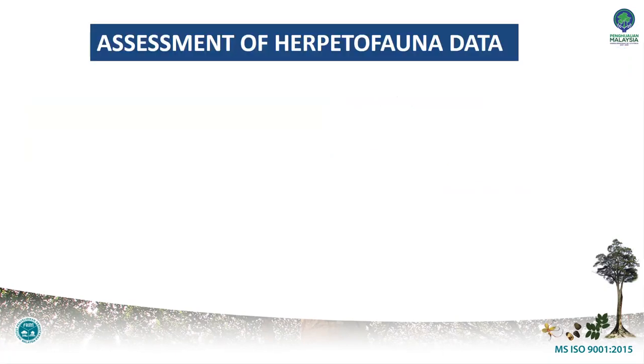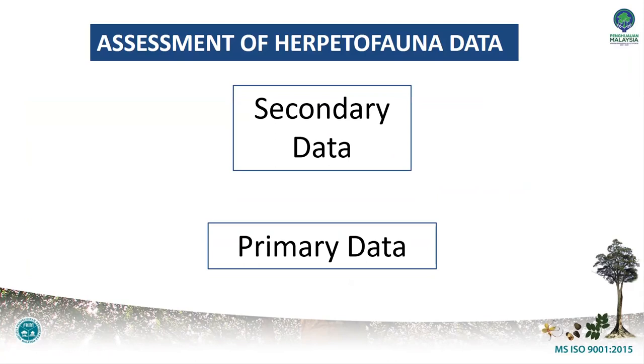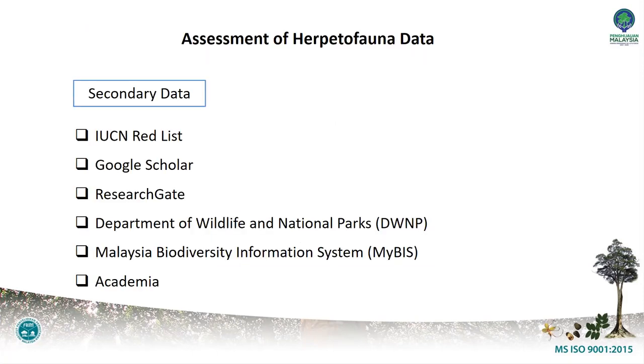Seterusnya, kita akan masuk kepada cara kita assess herpetofauna. Terdapat dua cara utama yang digunapakai, iaitu melalui secondary data dan juga primary data. Untuk secondary data, kita menggunakan comprehensive review kepada herpetological research publication ni, terutamanya yang dipublish di negeri Perak. Jadi collection of publication ni kita jalankan menggunakan pelbagai research engine, contohnya seperti Google Scholar, ResearchGate ataupun Academia. Selain itu, platform IUCN Red List pula digunakan untuk kita evaluate species global status dia based on data yang telah di-collect.